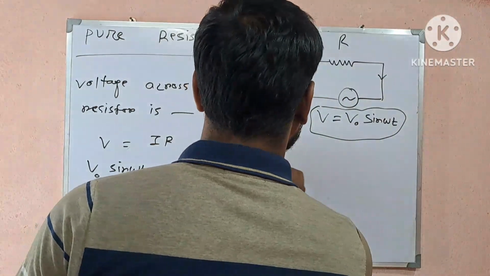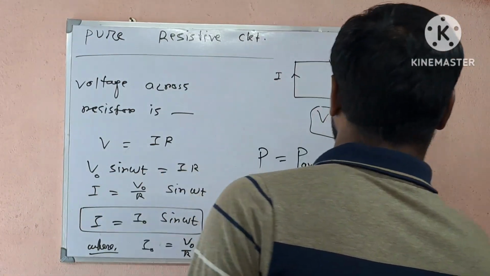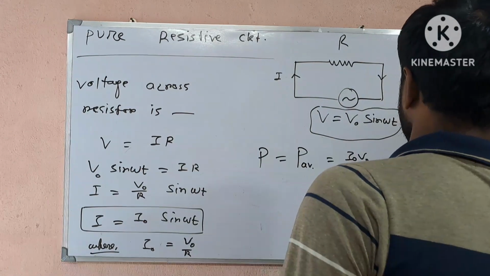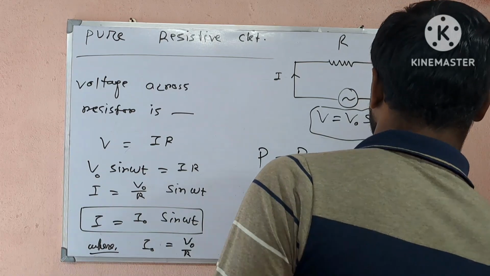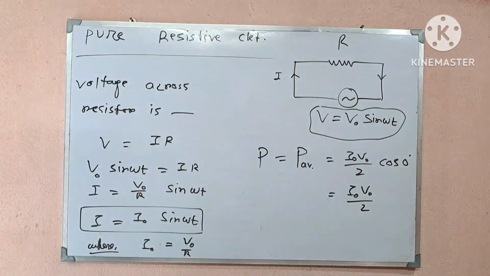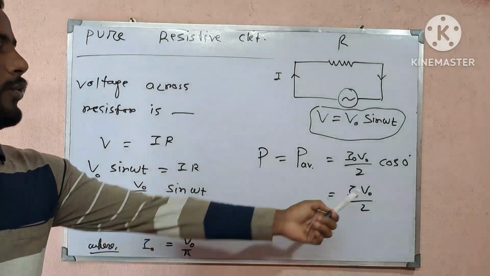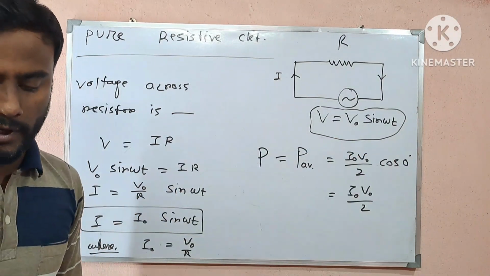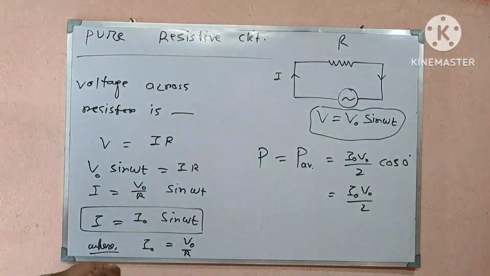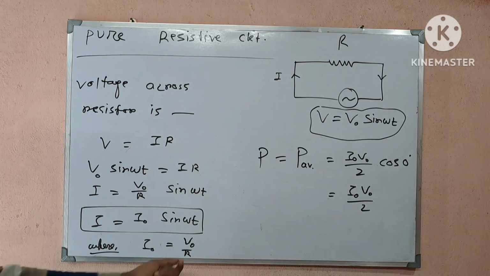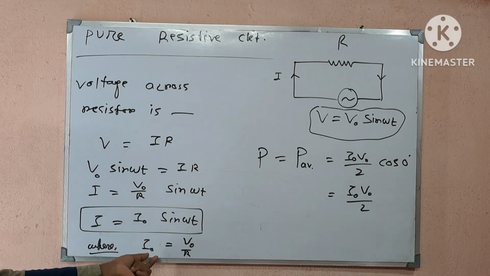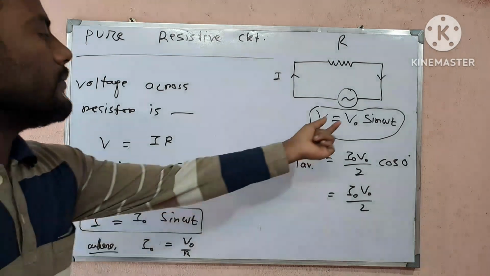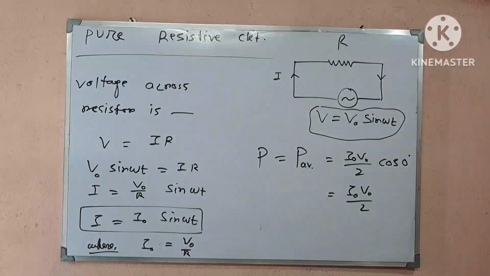So what will be the formula of power? Power will be I naught V naught by 2 into cos 0 degree, so that will be I naught V naught by 2. And what is the value of power factor here? The value of power factor here is 1, because cos 0 degree is equal to 1. And what is the peak value of current? Peak value of current I naught is equal to V naught by R. So it is clear that to get the peak value of current, we have to divide the peak value of voltage by the resistance. Now we will represent it with the help of a phasor diagram.